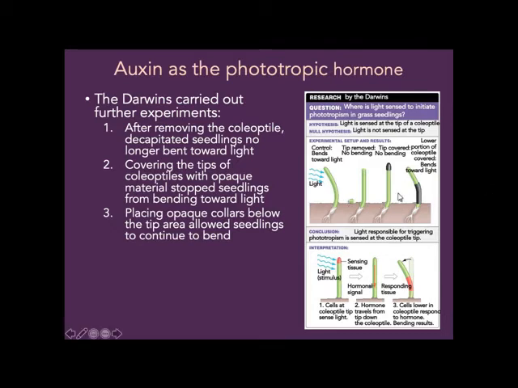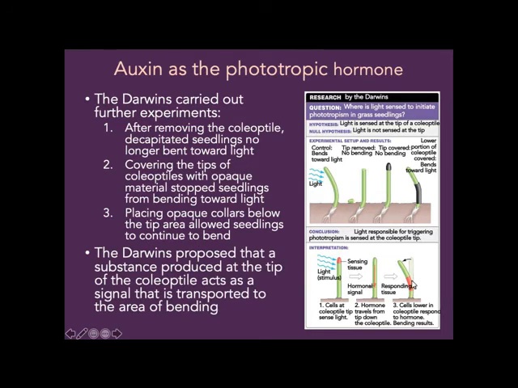And after doing this experiment, they were able to interpret, okay, so if you have light coming at the coleoptile, the tip of the plant, the growing tip, it is somehow able to sense the light and send a hormonal signal farther down, and then cells over here responded by growing longer. So again, the Darwins proposed that there's a substance that's produced at the tip of the coleoptile that acts as a signal that is transported to the area doing the bending.